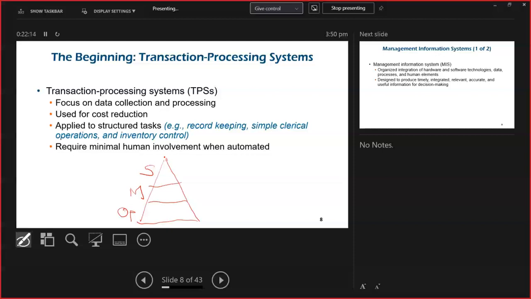So TPS is transaction pricing system. They normally would be targeting OP, operation people. They are here to help the OP, the operating people, work faster and serve more customers at one time. What is transaction? Transaction, you buy something, all right? Exchange. One exchange is one transaction. You go to the supermarket, you buy something there, and then you get a receipt. That's a transaction.